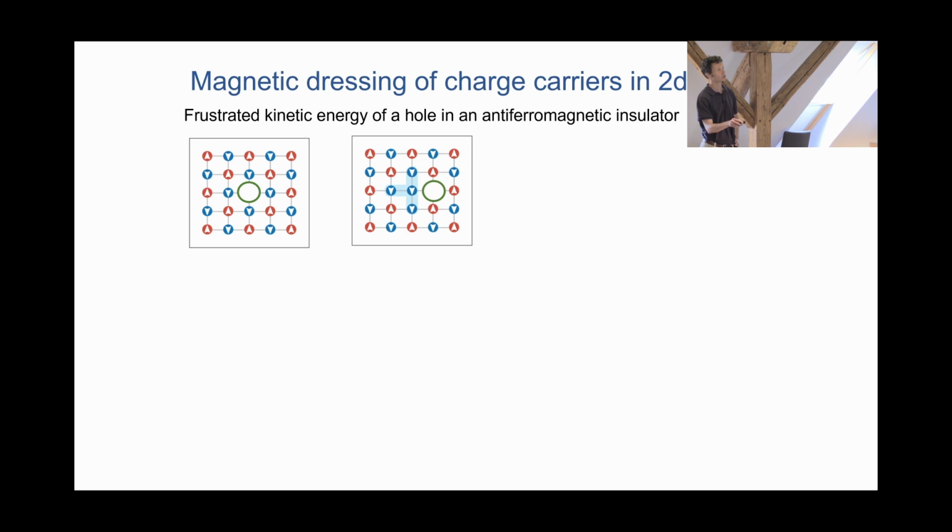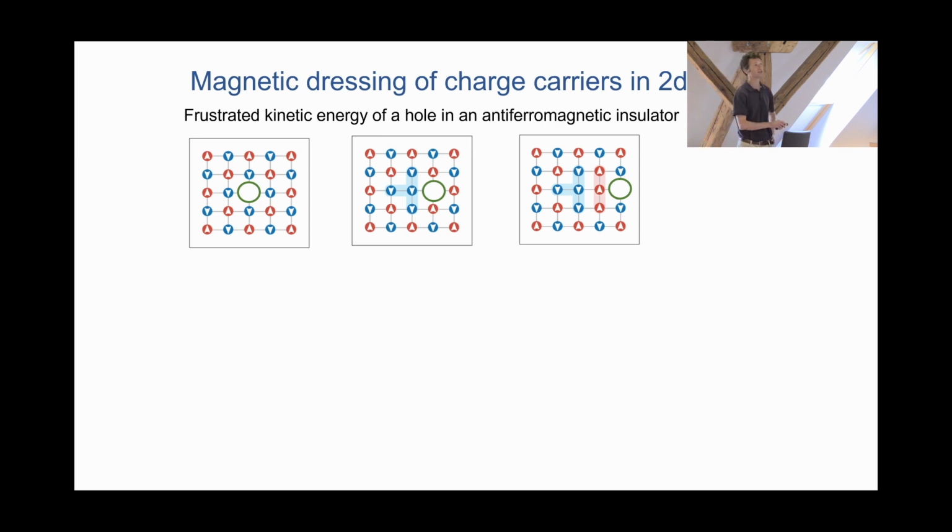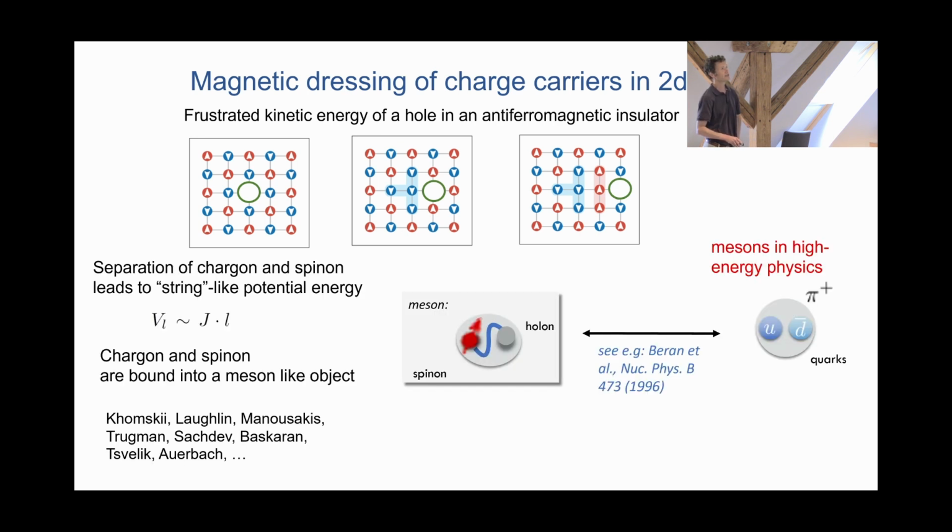And we see that as the hole propagates, something interesting happens. To begin with, all nearest neighbor correlations between spins were antiferromagnetic. But as the hole moves, you can see that it leaves behind a trail of flipped spins. So we actually get a spin structure which now has a nearest neighbor ferromagnetic correlation, which of course is energetically unfavorable.